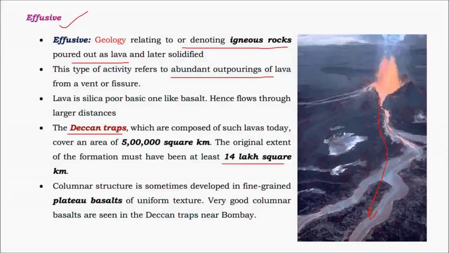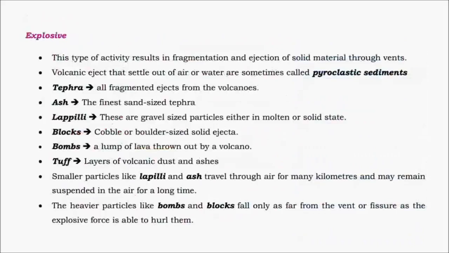Initially, when the plateau was formed, it was about 5 lakh square kilometers in area, whereas now only about 4 lakh square kilometers can be observed, because this whole plateau has undergone various denudational processes, weathering and erosion. And sometimes columnar structures can be formed due to this kind of volcanic activity.